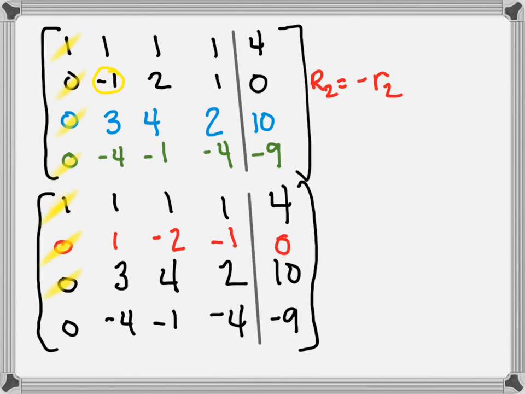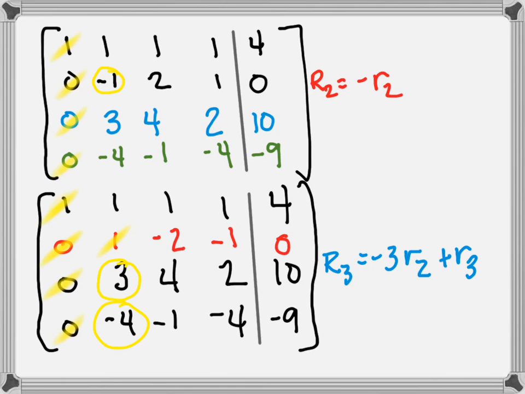We have our 1, 0, 0, 0, and we have our 1 in the second row, second column, and we now need to turn this 3 into a 0 and the negative 4 into a 0. So our rule for row 3 will be the opposite of 3, negative 3, times row 2, because that's where we created the 1. So negative 3 times row 2 plus row 3.